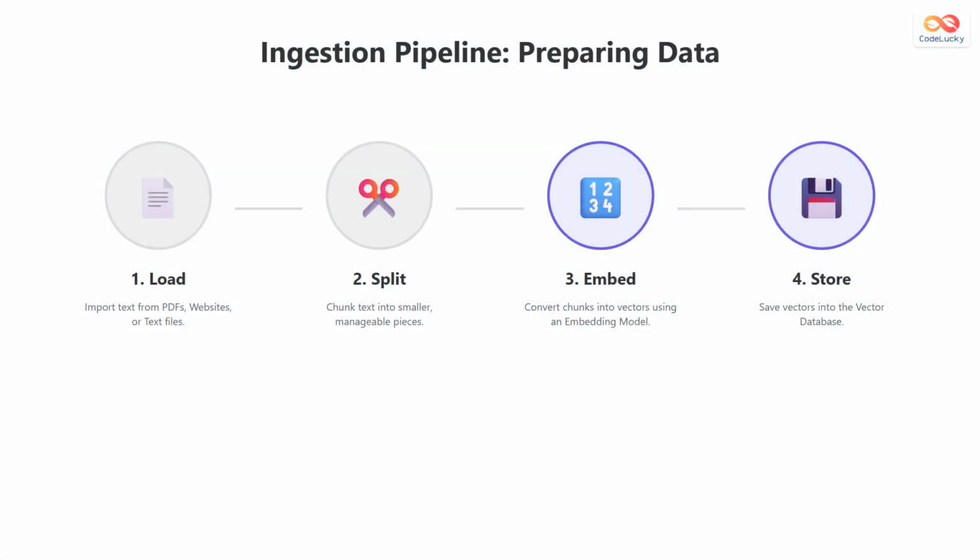Here is how we get data into the system. This process is called the Ingestion Pipeline. First, we load the documents. Second, we split them into small chunks so they fit in the model's window. Third, we pass these chunks through an embedding model to turn them into vectors. Finally, we store those vectors in our database for later retrieval.